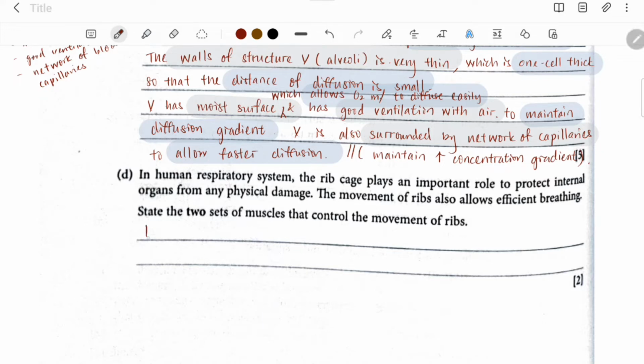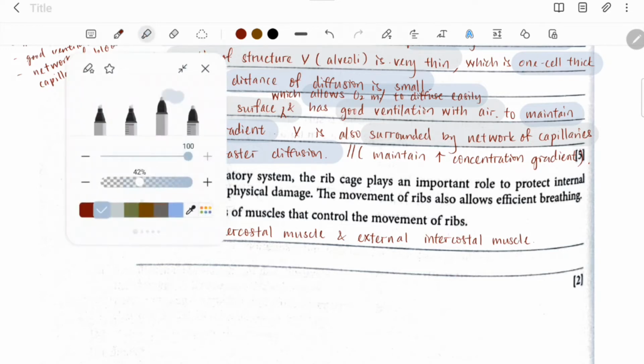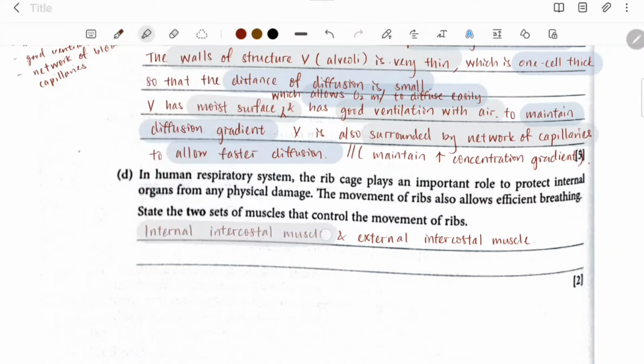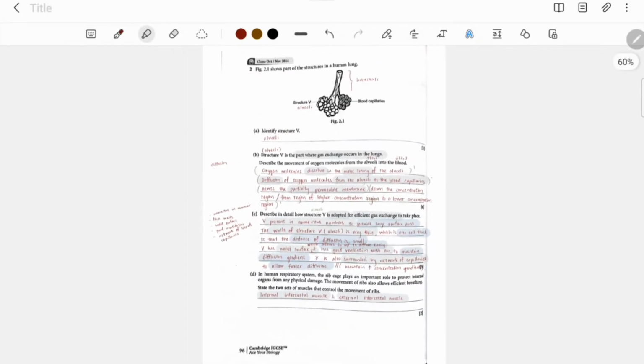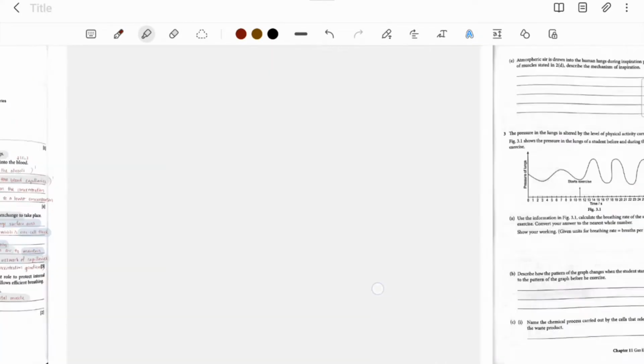It's actually just internal intercostal muscle, and external intercostal muscle. And then from here, you get 1 mark, 2 marks. So, okay, this is all for this page. Let's move on to the next page.